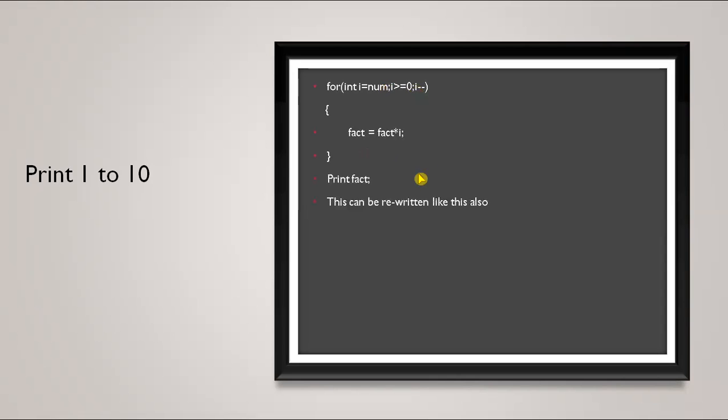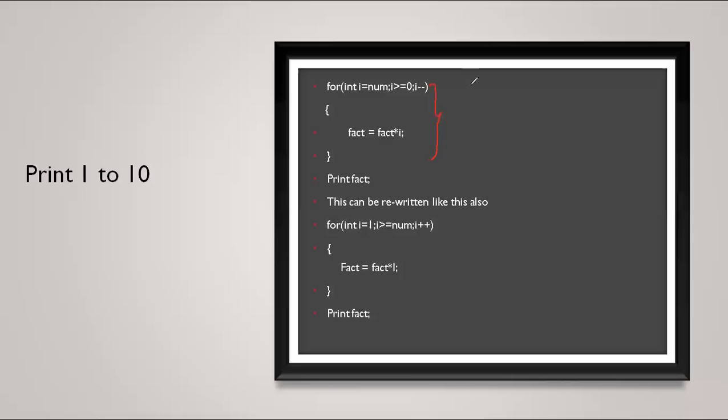This can be written in different ways. For i equals number, i greater than or equal to 1, fact equals fact into i every time, and then print fact. Or it can start from 1, and i less than or equal to number, i plus plus, and then print fact. So it can be rewritten like this as well.